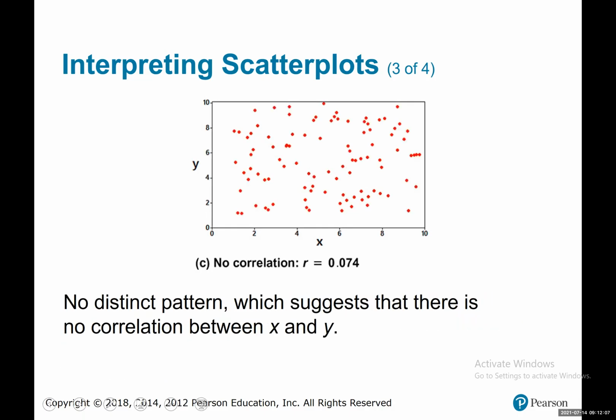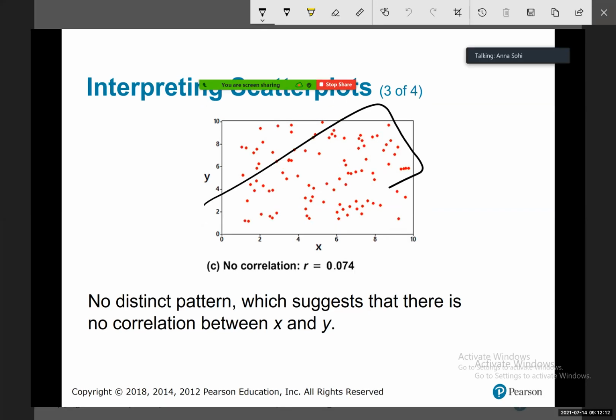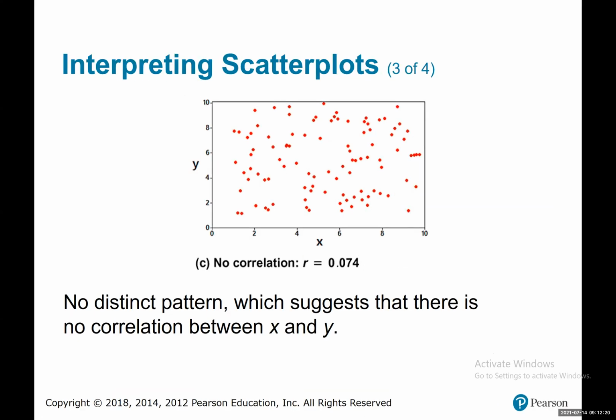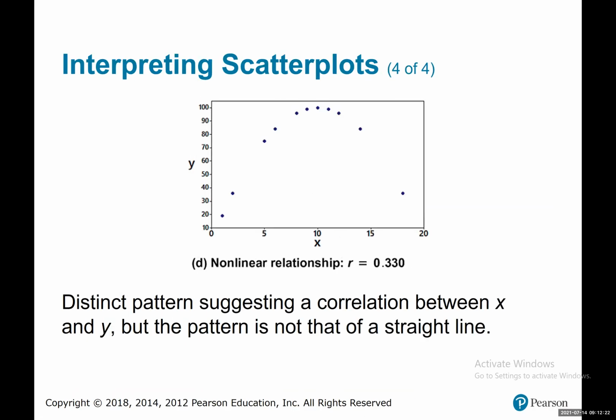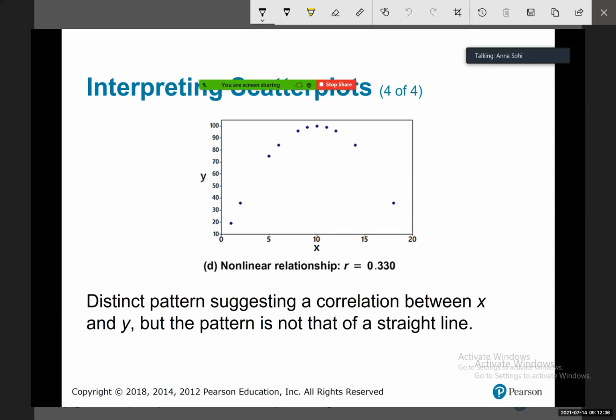And this one is no correlation. Do you see? You cannot think of any strong line. And as you see, this is pretty close to 0. If it's not a linear pattern, then don't use R. I mean, if it's not even forming a line, as you see here, it's forming a curve.